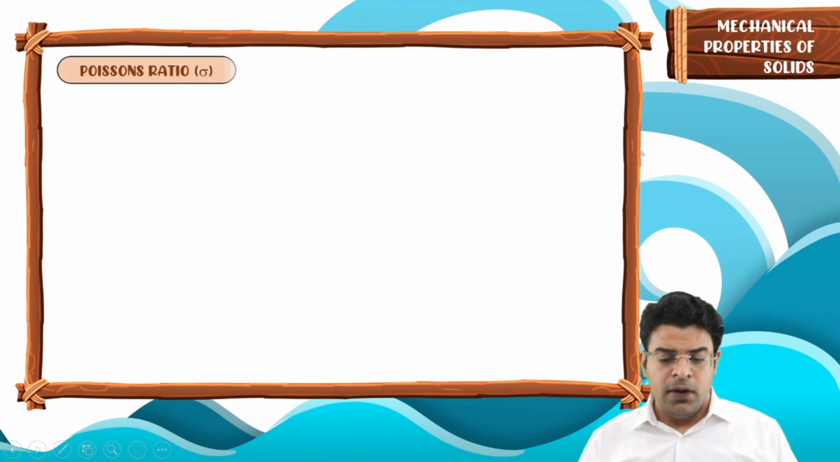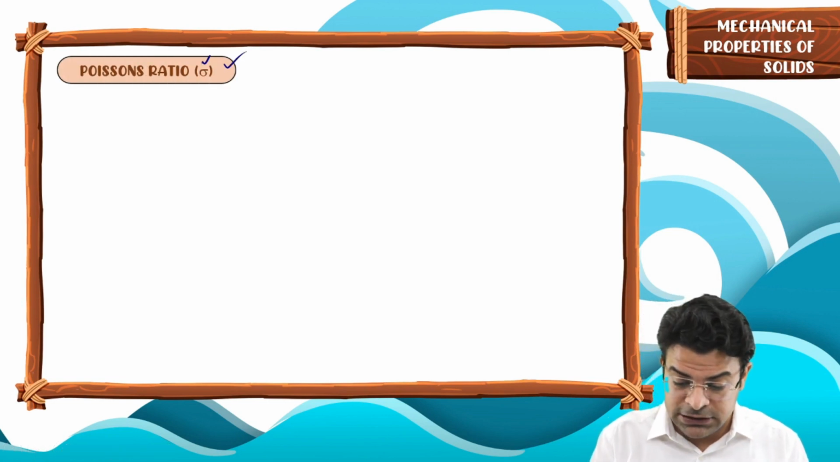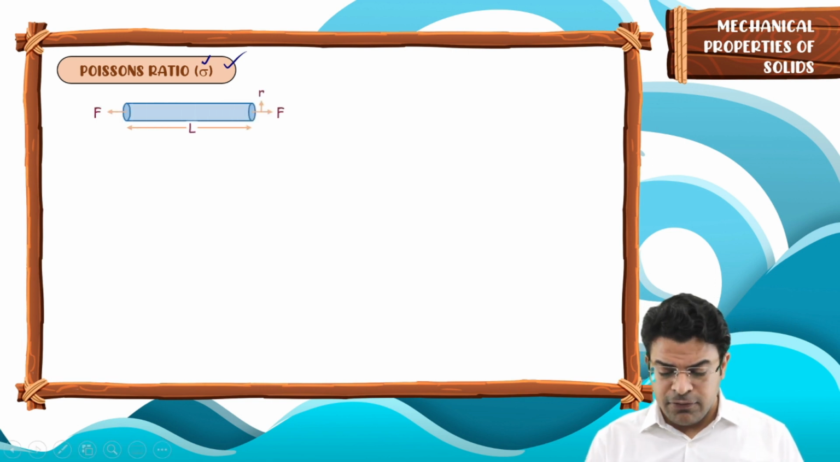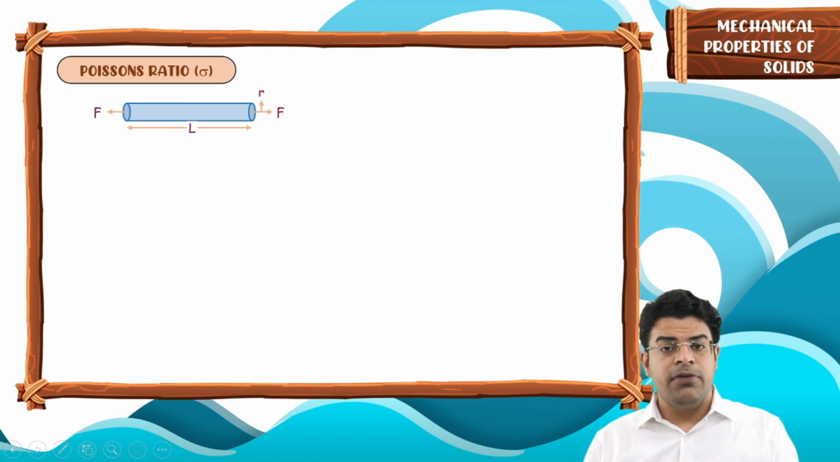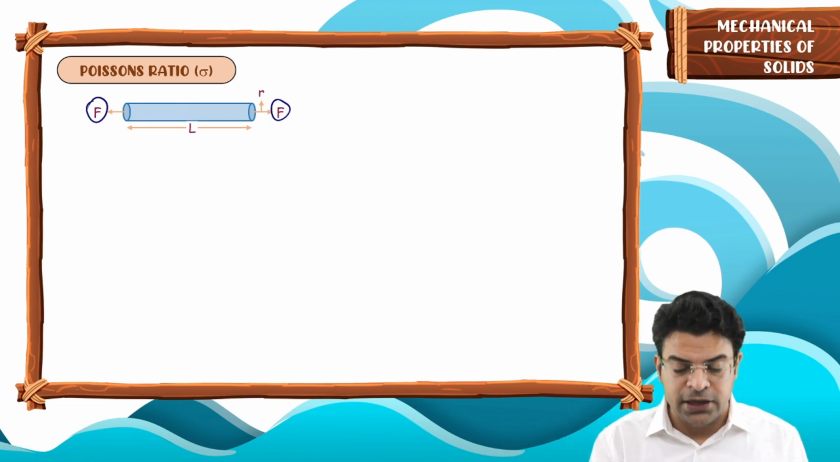So now let's talk about Poisson's ratio, denoted by the symbol sigma. If we have a rod of length L and radius R, and we are applying forces at both ends of the rod to elongate it, what happens?